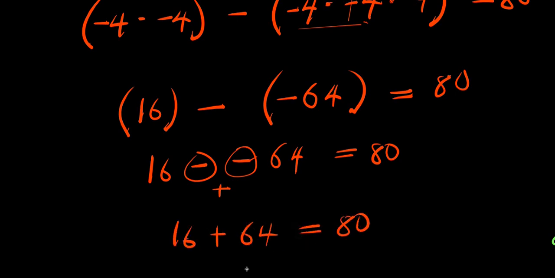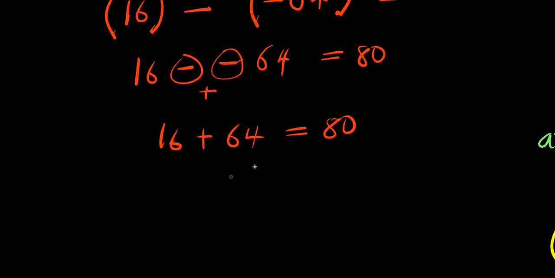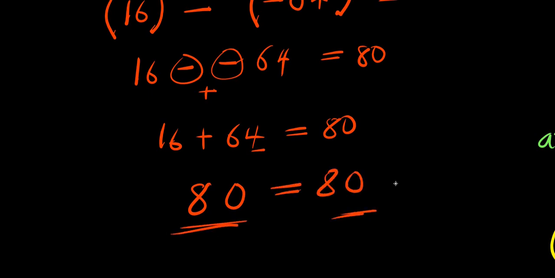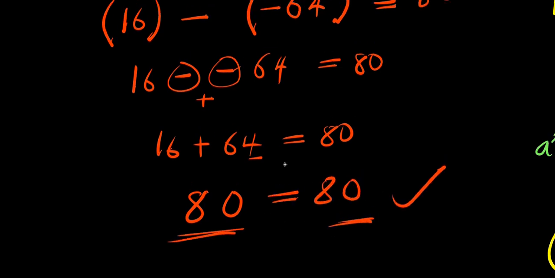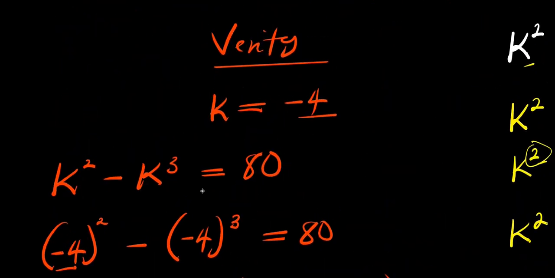So if you add 16 plus 64, you have 4 plus 6, that is 10, 0 carry over 1, and add to this, that is 7 plus 1, that is 8, so we have 80, and this equals 80. So both sides are now the same, and this has proven that our solution is correct.